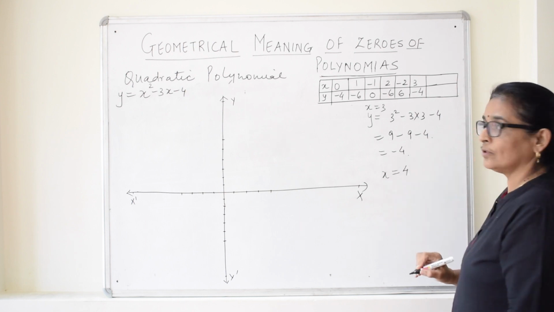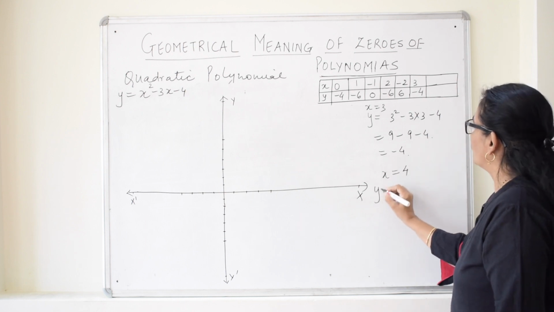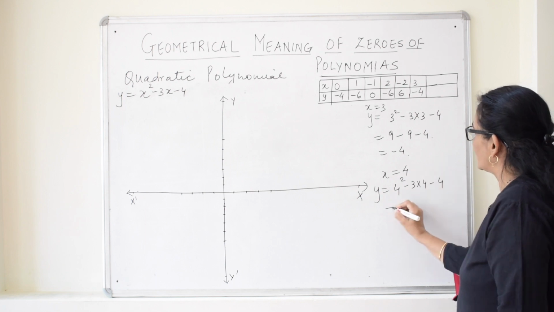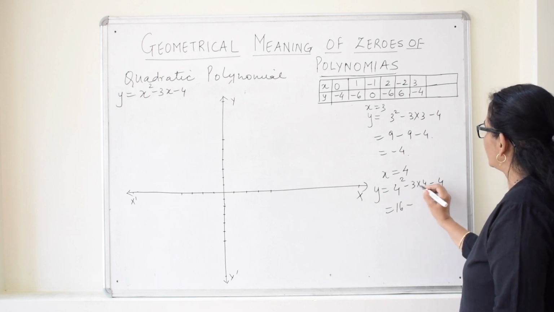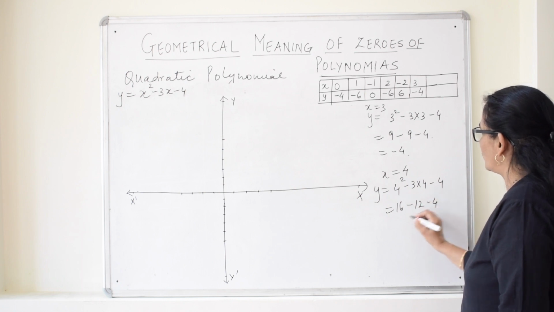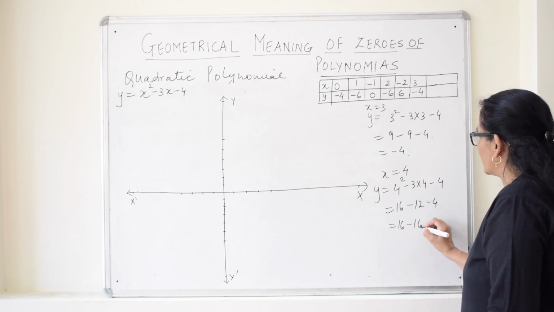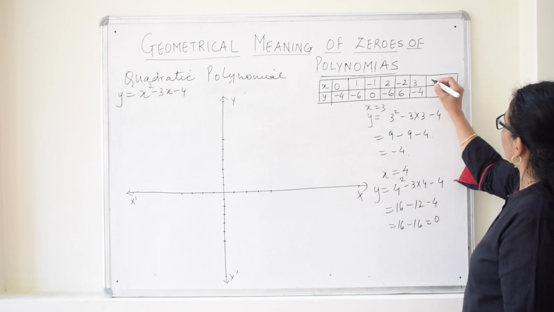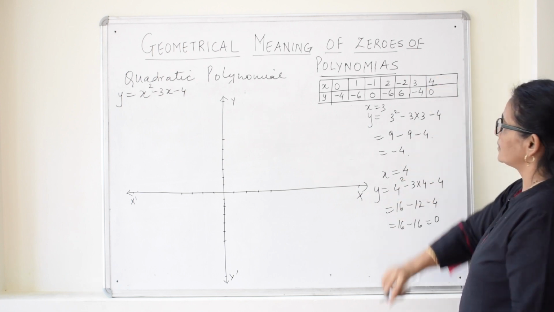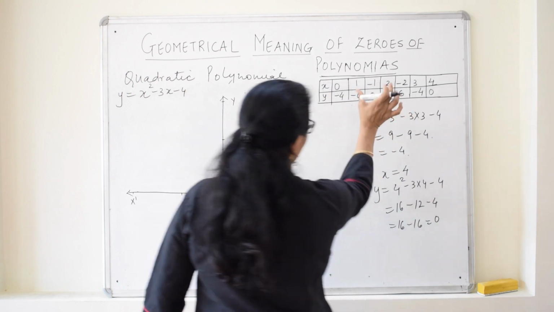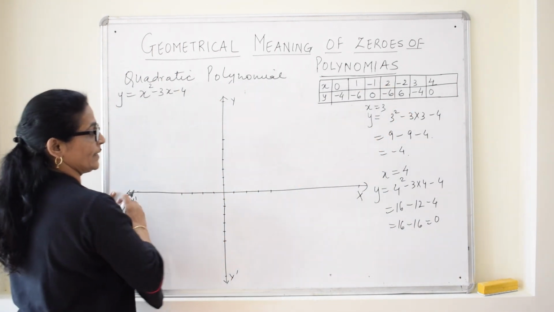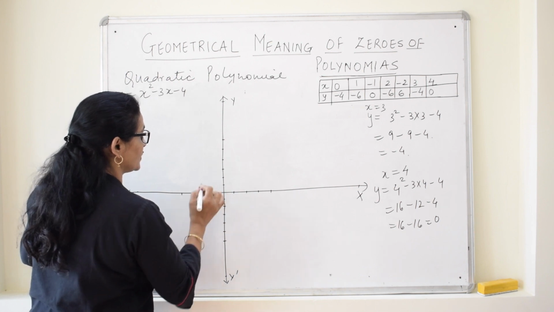Let's take one more value. x is equal to 4. For that, y will be 4 square minus 3 into 4, so that will be 16 minus 3 fours are 12, minus 4, 16 minus 16 gives us 0. So for taking x as 4, y is 0. Now these are the points which we have to represent in this graph. Y-axis, x-axis, this is the origin.